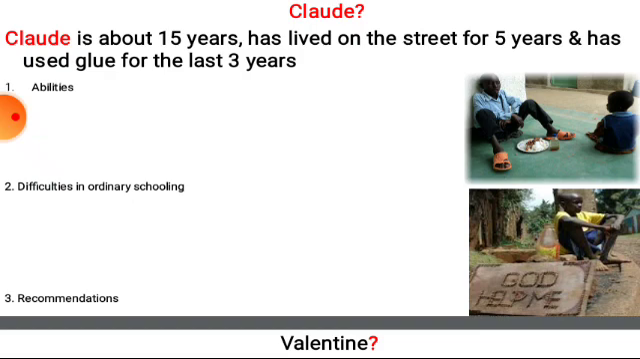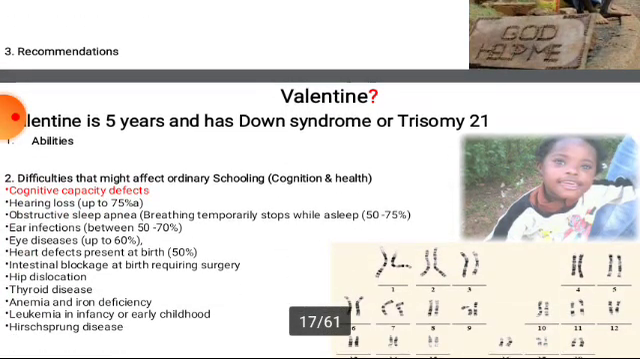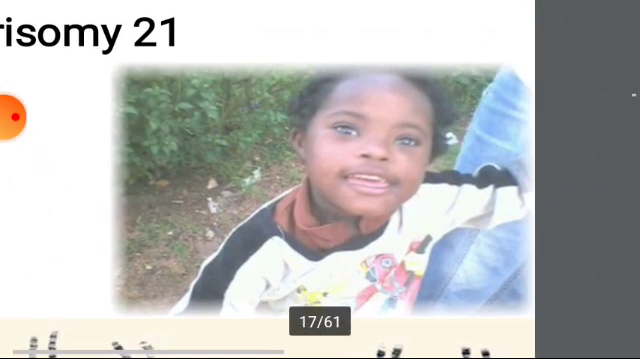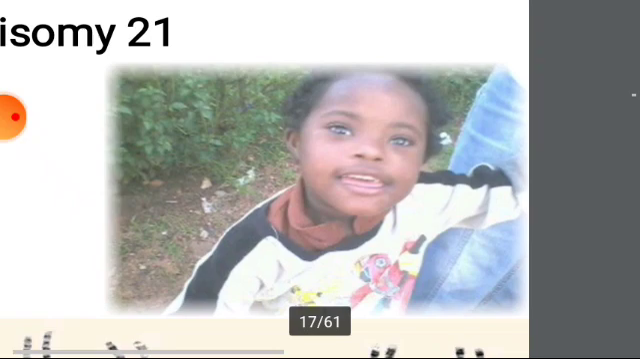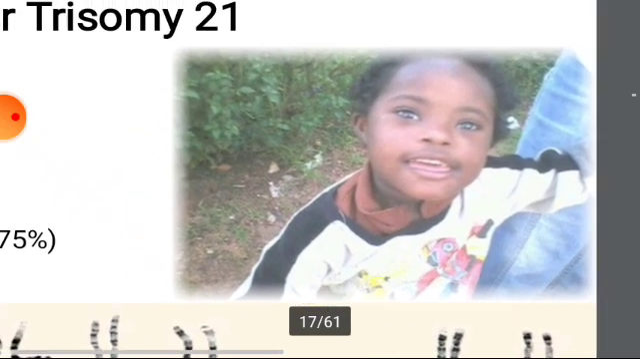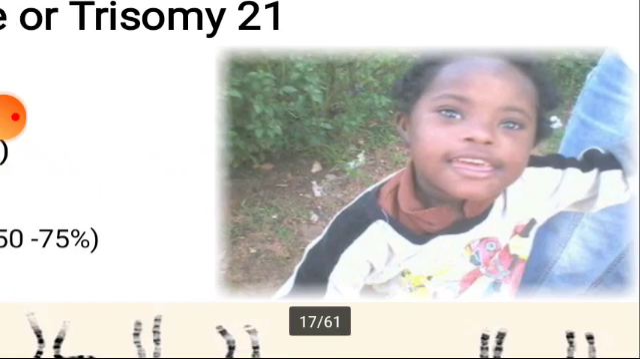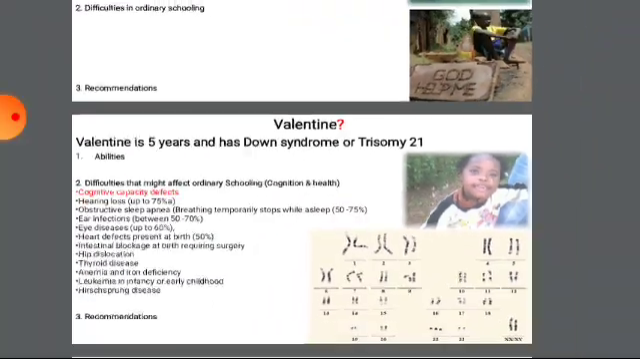If you are asked the abilities that this child has, you can give them, the difficulties, of course, as well as recommendations. Then Valentine. These are examples of some special educational needs. I think you have seen her. You have seen how she's looking.